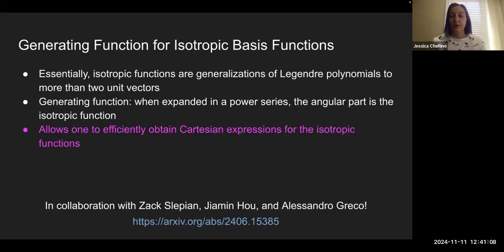The generating function we found, if you expand it in a power series, the angular part is the isotropic basis function. This is useful because the isotropic functions are typically represented in spherical harmonics, but if we use our generating function, we're able to get Cartesian representations for them in terms of dot and cross products of the unit vector arguments.